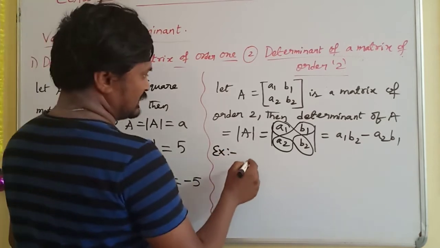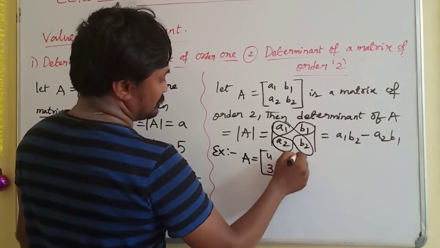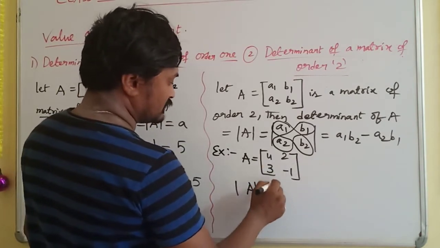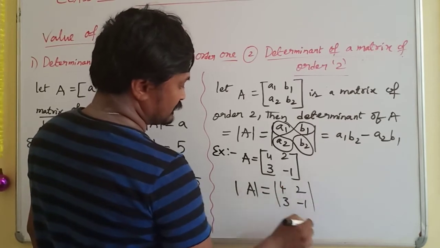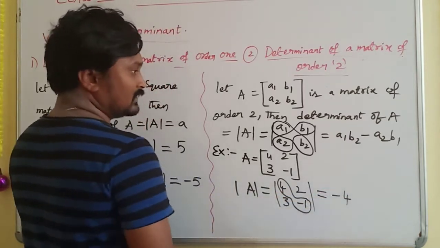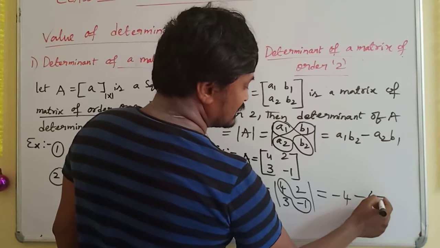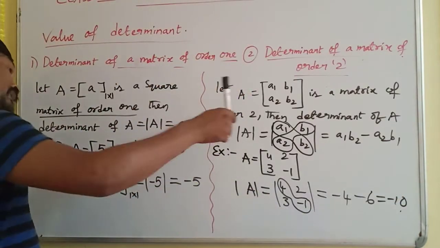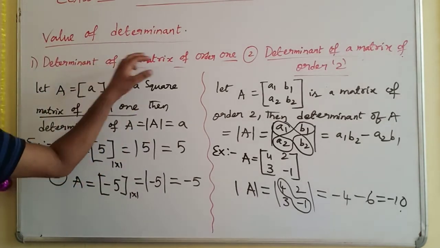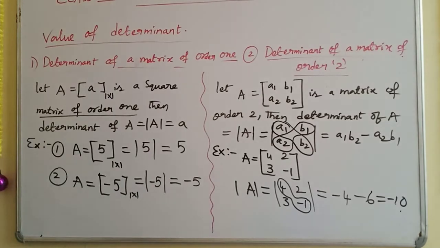Let's take one example; that is enough. A is equal to the matrix with rows 4, 2 and 3, minus 1. So det A is the determinant of this matrix. When you solve this, first multiply these two: 4 into minus 1 is minus 4. Then what is the sign in the formula? Minus 3 times 2, which is 6. Minus 4 minus 6 is minus 10. We got a real number. It may be a complex number also in some cases. So that is how to find the value of the determinant of a matrix of order 1 and of order 2. Now let's move on to order 3.